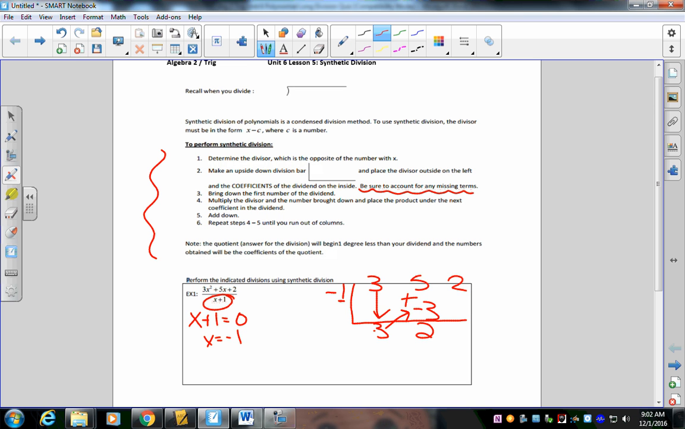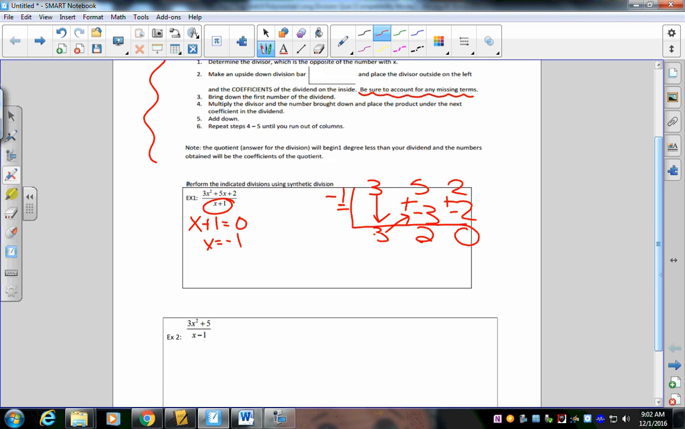And then I'm going to multiply 2 times the -1. And I put a -2. And then I'm going to add and I get 0. All right, so that's the compressed version. So we need to expand it and put our variables back in. So you always start with the number furthest to the right. The number on the right is always your remainder. So in this case, it's a 0.